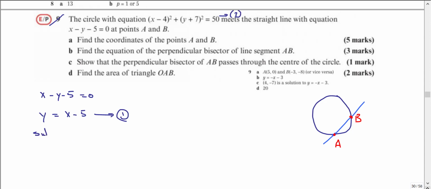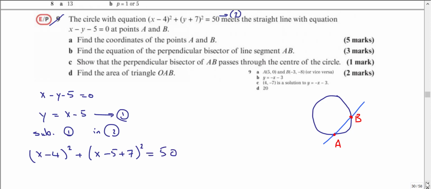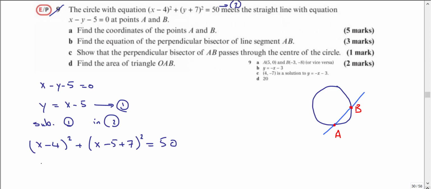So substituting 1 into 2, you go to the equation of the circle, write it, (x - 4), keep it, and replace what, Adam? Replace what? X and Y. Replace y, not x. Replace this y with x - 5 plus 7, all squared equal 50. And then expand, simplify, and find the x values.